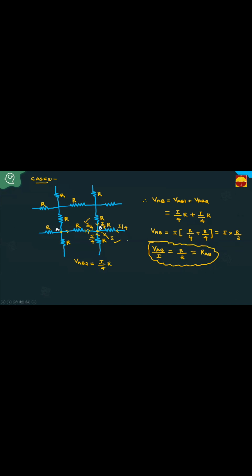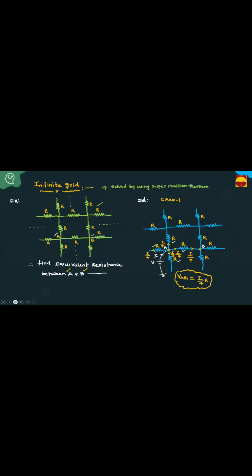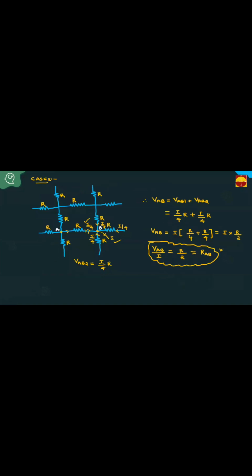What is the equivalent resistance between A and B terminals? We got R by 2. Then which option is correct? This is how to see it: if options are not given, then you have to take RAB equal to R by 2.